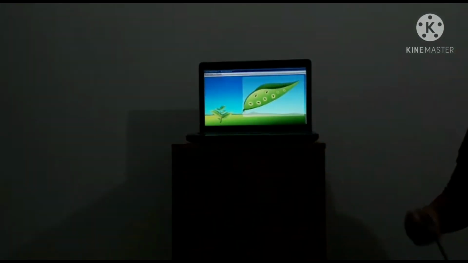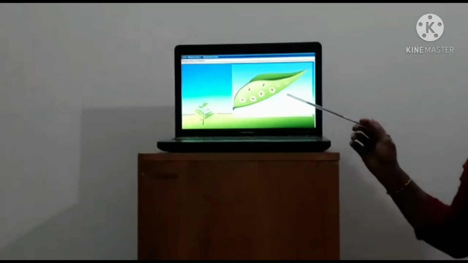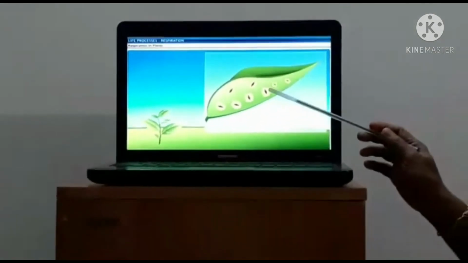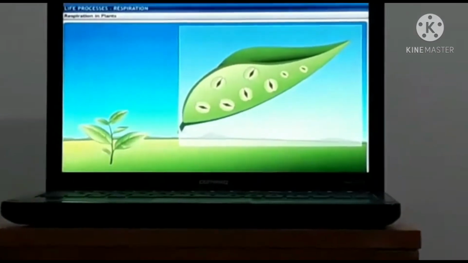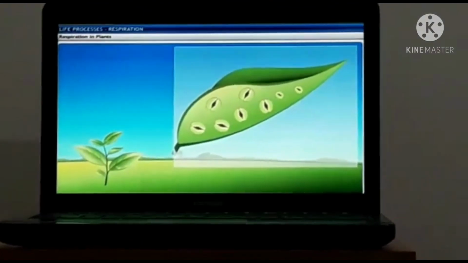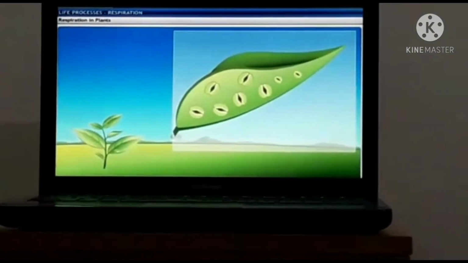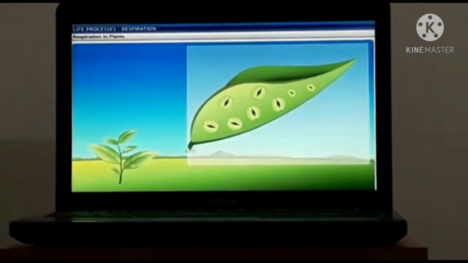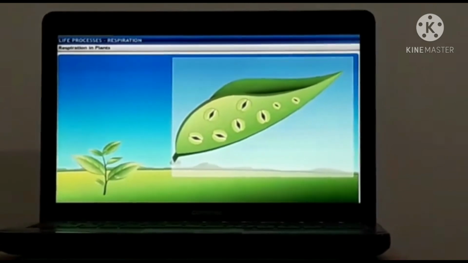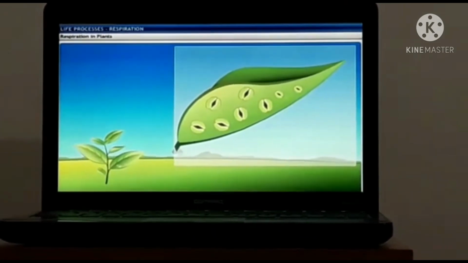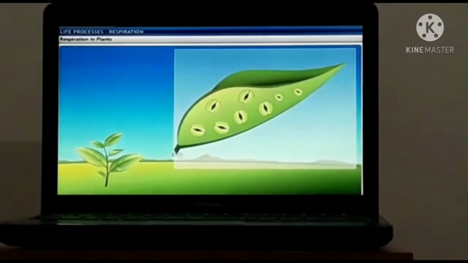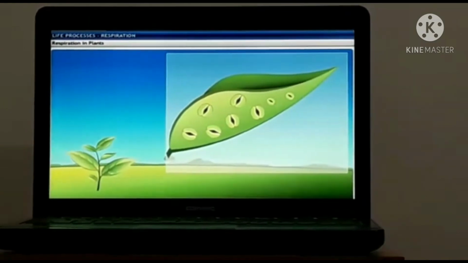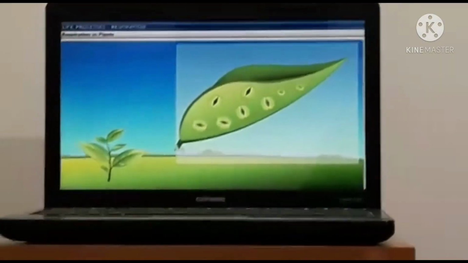Dear children, we can continue with respiration in plants. In plants, the exchange of gases takes place through small pores on the surface of the leaves called stomata. The opening and closing of the stomatal pore is regulated by the guard cells. When the guard cells are filled with water, the pore opens, and shrinkage of the guard cells results in closing of the stomatal pore, that you already studied, right?